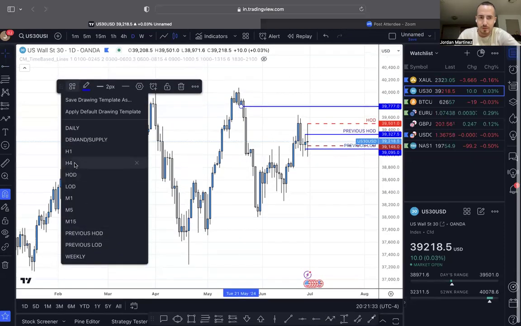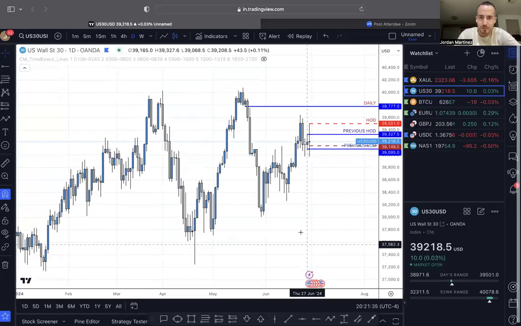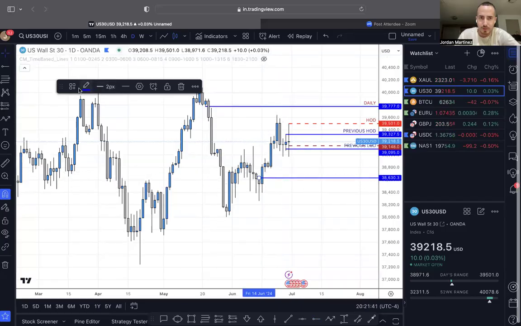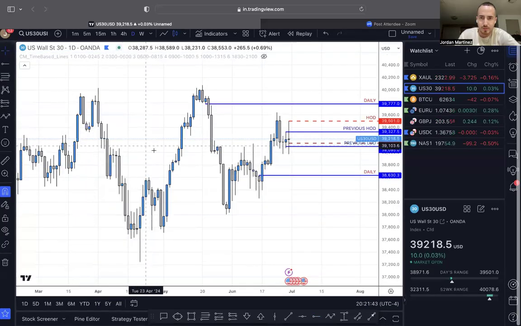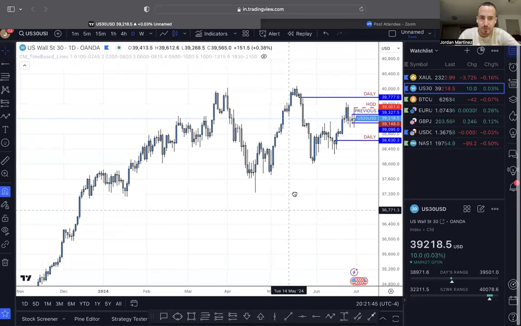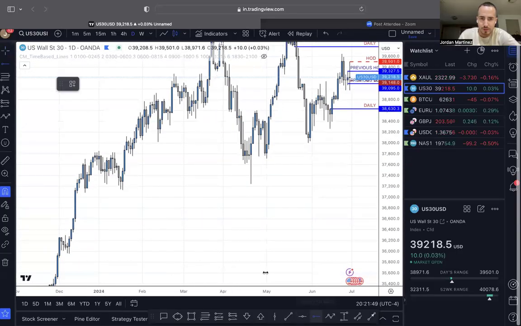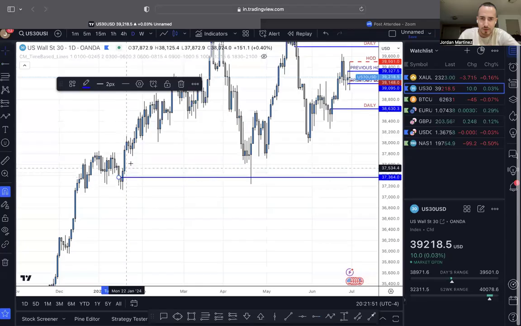Right here. And we have an area of demand right here. Daily. Zoom out. Have this area here. Actually, look at this area.